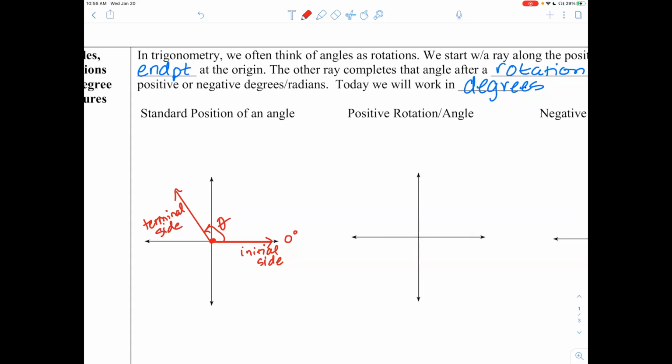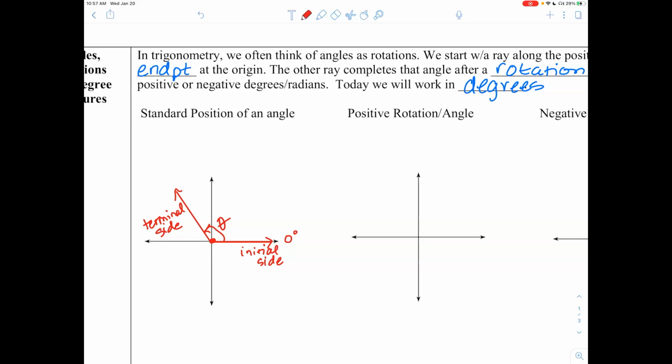So angles can be acute, angles can be right, angles can be obtuse, angles can be straight, and angles can be reflexive, meaning greater than 180 degrees. Okay, so we are going to be studying all the different types of angles that we could be looking at here. So let's talk about what is a positive rotation, or AKA a positive angle.